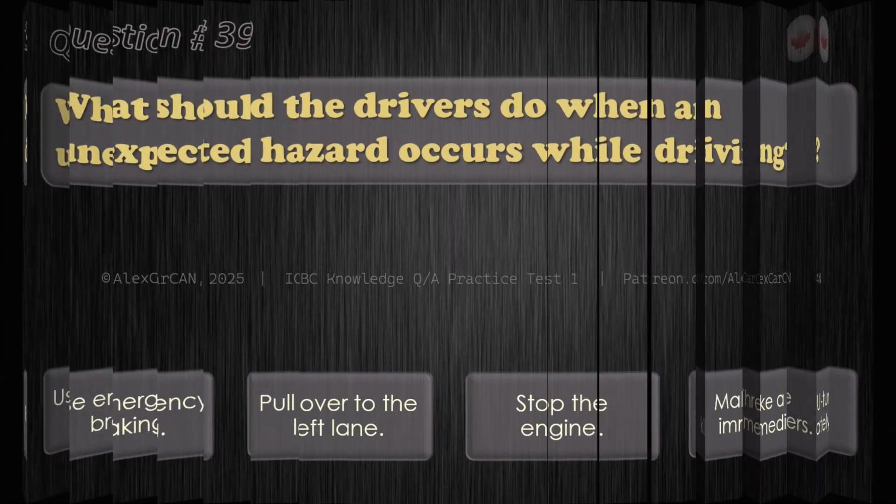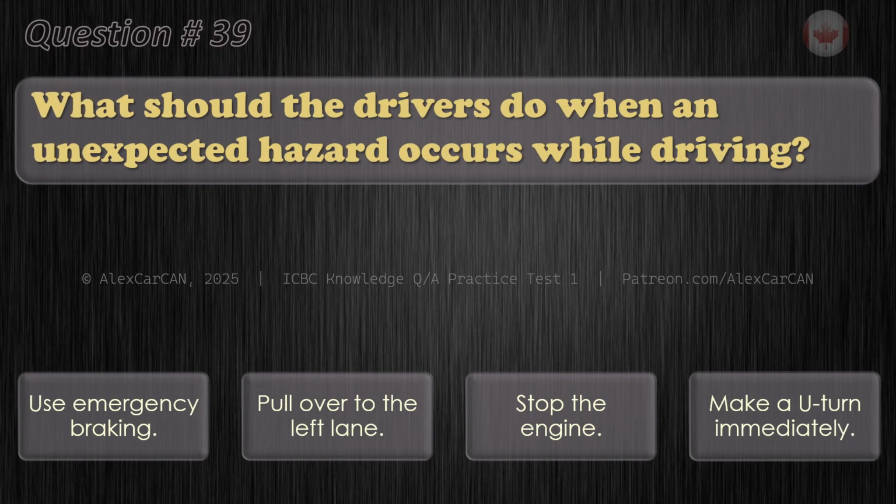Question number 39. What should drivers do when an unexpected hazard occurs while driving? Use emergency braking. Pull over to the left lane. Stop the engine. Make a U-turn immediately. The correct answer is use emergency braking.